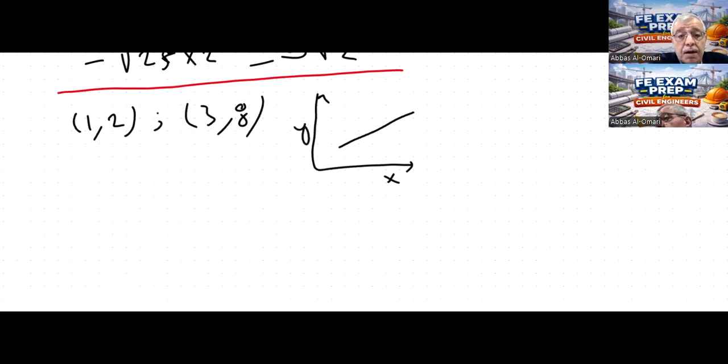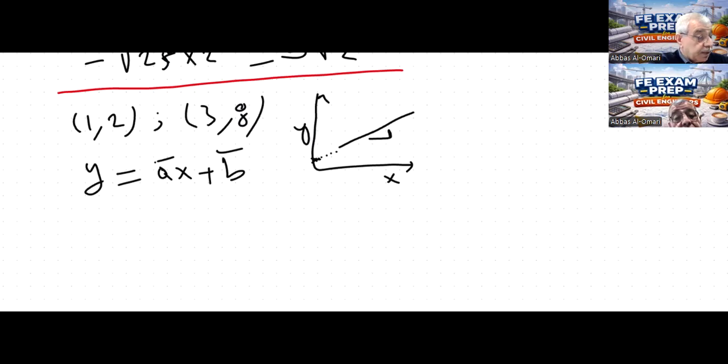Now, the general form of the straight line equation is y equals ax plus b. This is the general form of a straight line equation. Now, in this equation, a is the slope of the line, and b is the y-intercept. So this is the slope of the line, and the y-intercept is this point. So we need to determine a and b to find out the equation of the straight line.